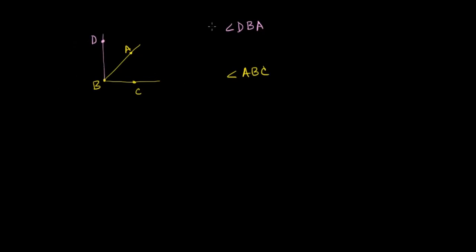And let's say that we know that the measure of angle DBA is equal to 40 degrees. So this angle right over here, its measure is equal to 40 degrees. And let's say that we know that the measure of angle ABC is equal to 50 degrees. So there's a bunch of interesting things happening here. The first interesting thing that you might realize is that both of these angles share a side. If you view these as rays, they could be lines, line segments, or rays, but if you view them as rays, they both share this ray BA.